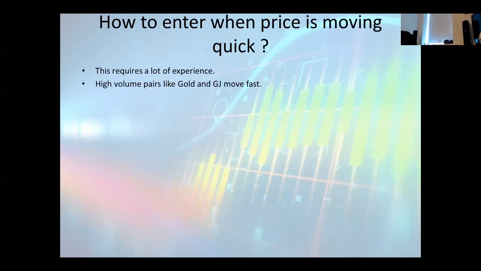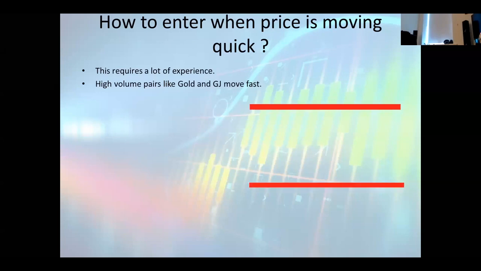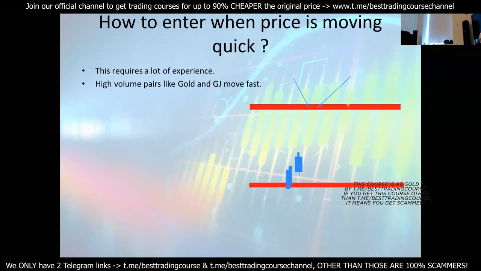But one thing to really understand is, let's say we have a resistance up over here, we have support down over here, and candles are making higher highs and higher lows like this, and they're moving considerably fast, and you have a target up over here at resistance. So you say, okay, if price is making higher highs and higher lows, there's a higher chance price is going to come up to this resistance, so I'm going to wait for price to create some sort of support, and then I'm going to take a buy.